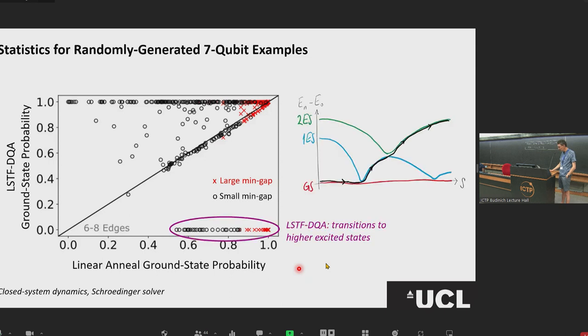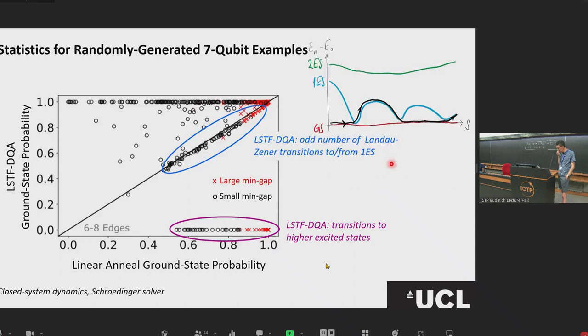So first of all, looking at these guys down at the bottom of the graph, which I've circled in purple, this is kind of bad news for the DQA technique, where using DQA, our ground state probability is 0 or close to 0, where we had a finite probability with the standard linear anneal. So what's going on here, as shown in this beautiful hand drawing up in the right-hand side, is that I've plotted the ground state in red, first excited state in blue, second excited state in green as a function of the annealing parameter S. And what seems to be happening here is that with our diabatic quantum annealing technique, we are transitioning out of the ground and first excited state and ending up in the second excited state because of some small crossing between the first excited state and the second excited state and/or higher levels. So we end up in higher excited states in those particular instances.